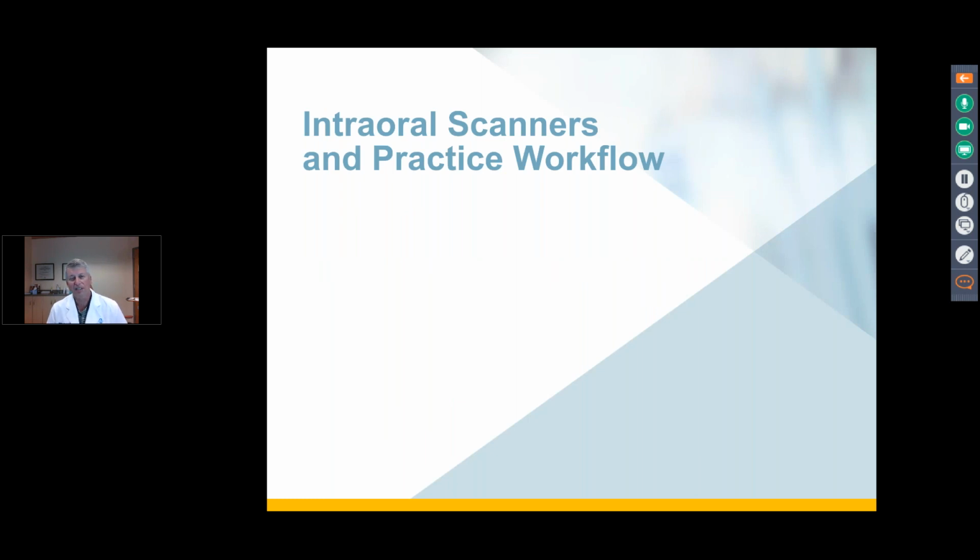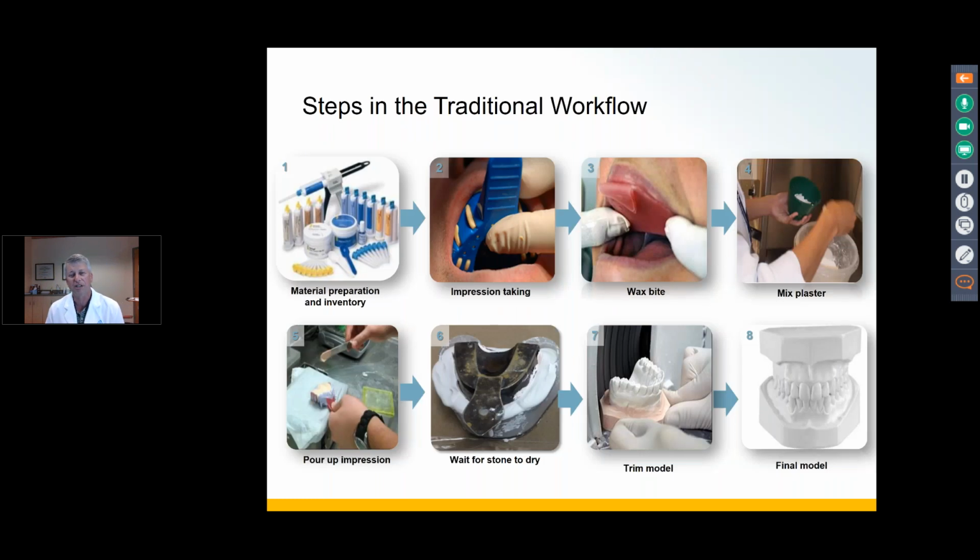So we're going to talk briefly then about workflow. And I want you to see a practice workflow that's really more of a traditional workflow for alginate or, in fact, PVS impressions. In this case, moving from left to right across the top, material preparation and inventory. This is where it starts. You've got to have the inventory. This is the cost of materials that otherwise you would not need if you had an intraoral scanner.